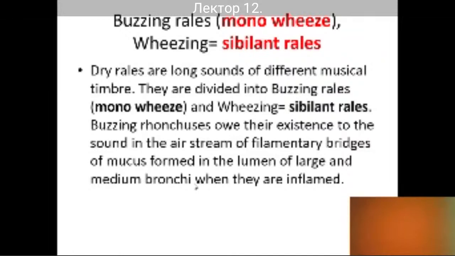Buzzing rales owe their existence to the sound in the airstream of filamentary bridges of mucus formed in the lumen of large and medium bronchi when they are inflamed. It can be in bronchitis.